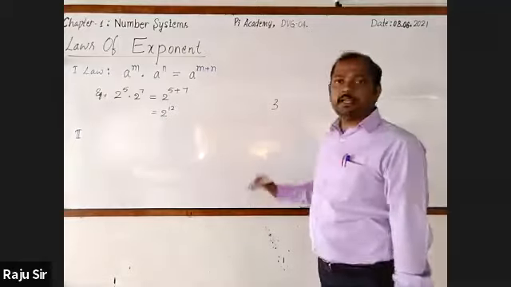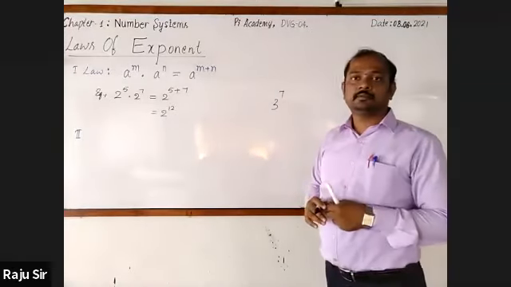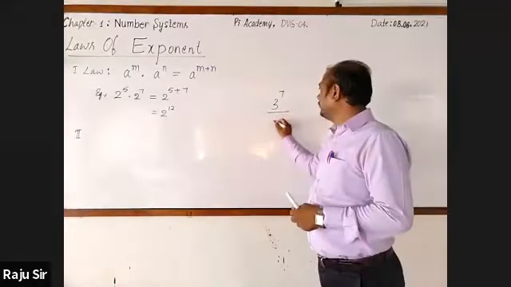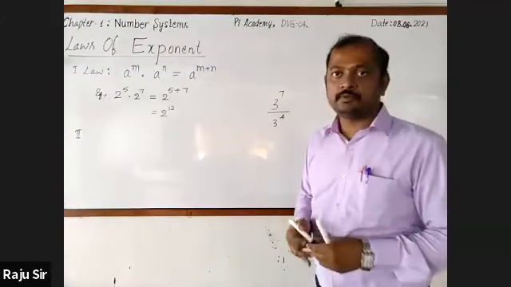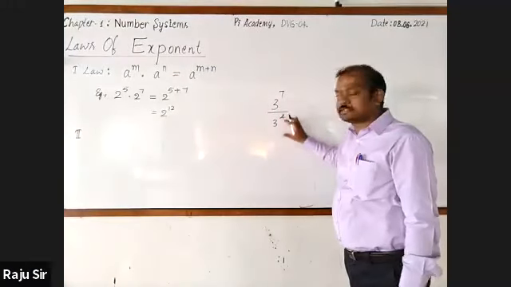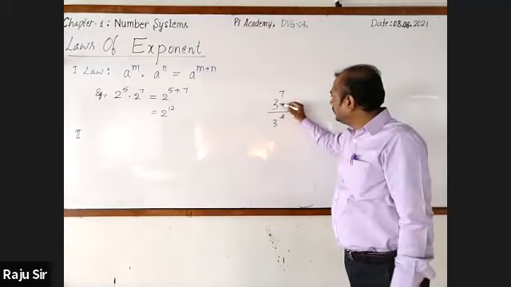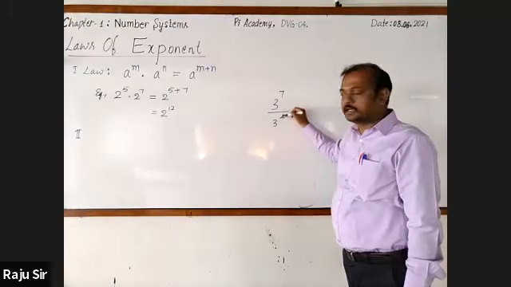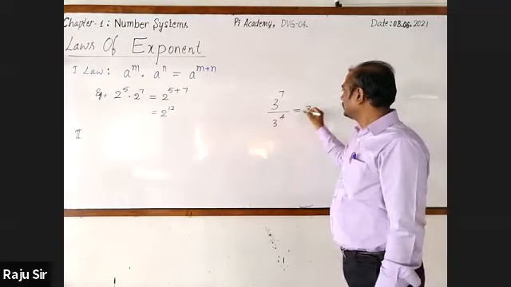I'll take another example. Look at that: 3 raised to the power 7 divided by 3 raised to the power 4. So 3 raised to the power 7 minus 4. Here also, one exponent is divided by another exponent, the bases are the same, and the powers are different.